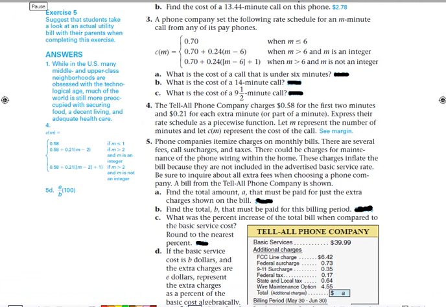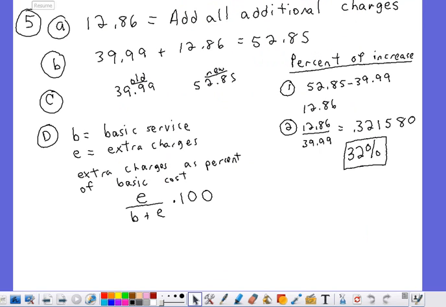Okay, part D says if the basic service cost is B dollars, that's kind of like this, and the extra charges are E dollars, kind of like this, represent the charges as a percent of the basic cost algebraically. Here we need to create an algebraic expression. And here's your solution. Basically, E represents the extra charges divided by the basic charges plus the extra charges, and you're going to take this and multiply it by 100. That would change the value to a percent. And that's how you do part D.